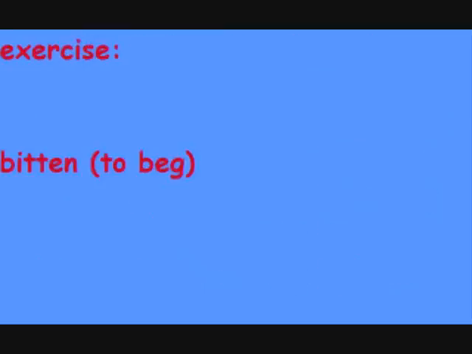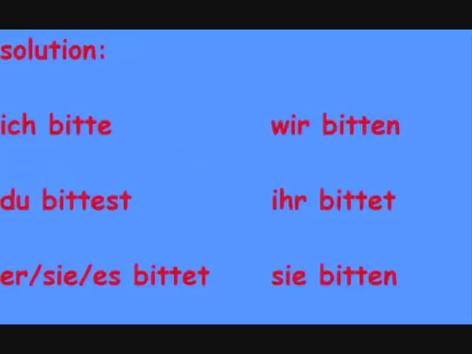And now, like in the previous lesson, I will give you a little exercise where you can practice and see if you have already got it in your mind, or to use it later on. Another example for -ten verbs would be bitten, which means to beg. So try to conjugate this word now. And now you can see if you did it right or not.